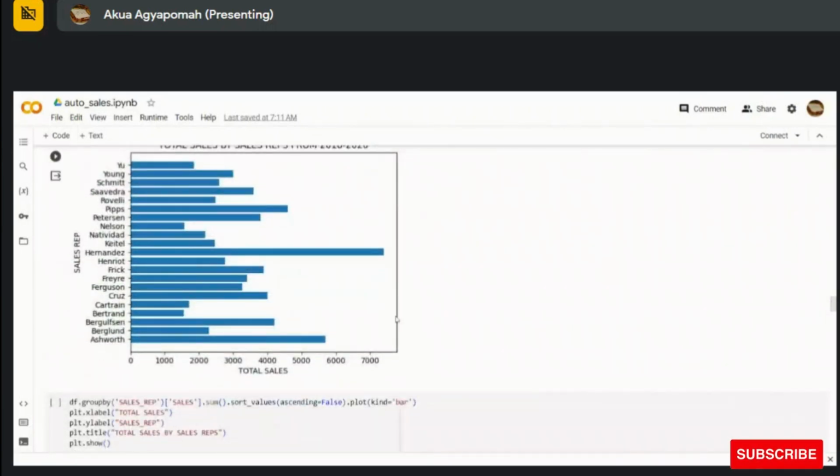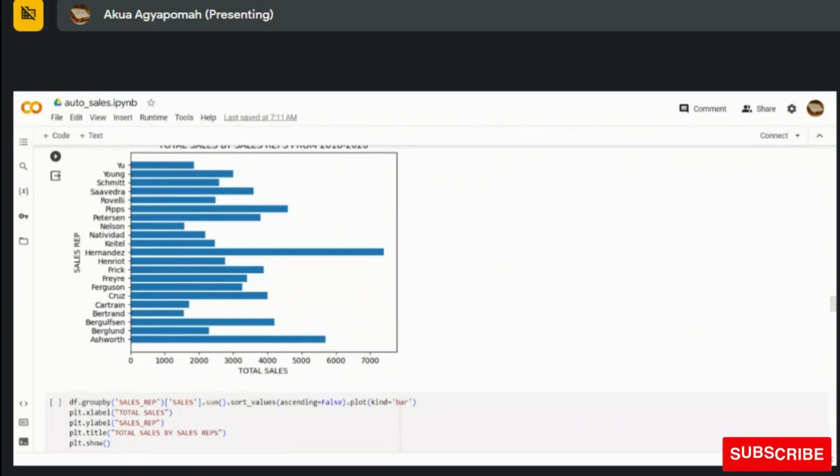I was trying to compare their total sales over the period 2019. And from this particular chart, we can see that the person who had the highest total sales is one Hernandez. If you just take a look at the spreadsheet, you might not see that Mr. Hernandez was able to achieve such a goal in 2019. I hope it is clear.